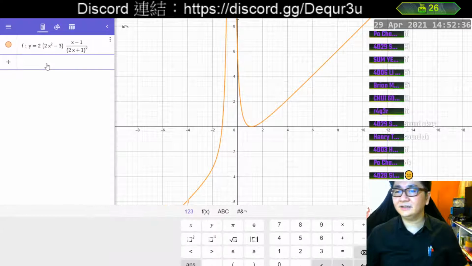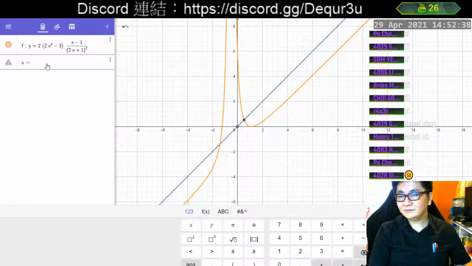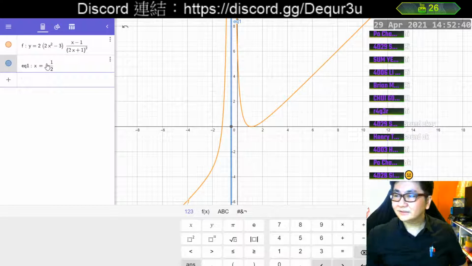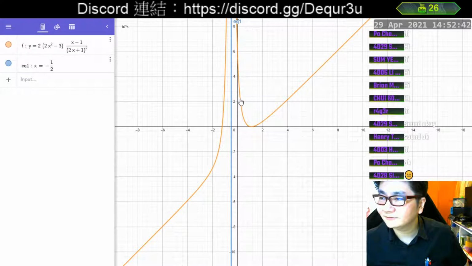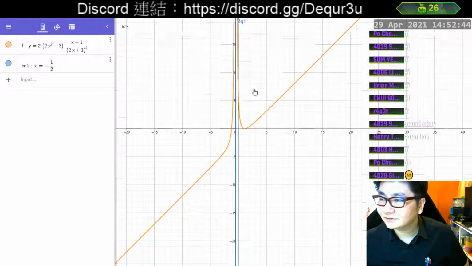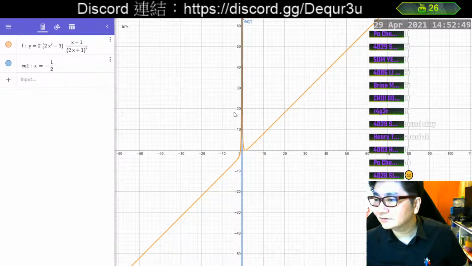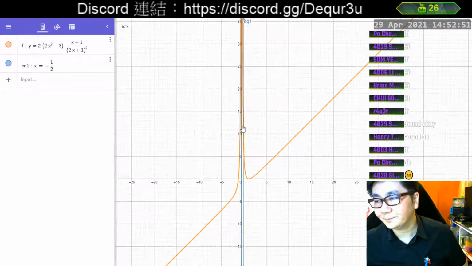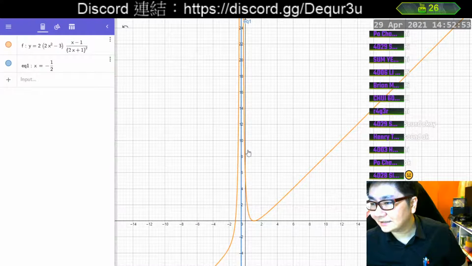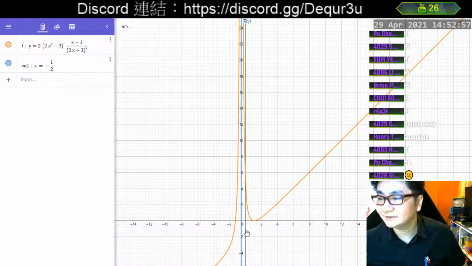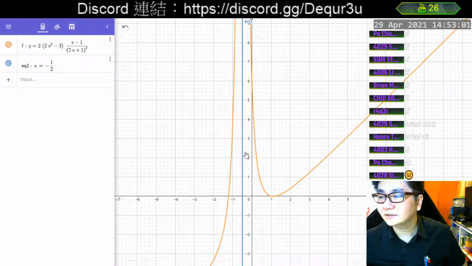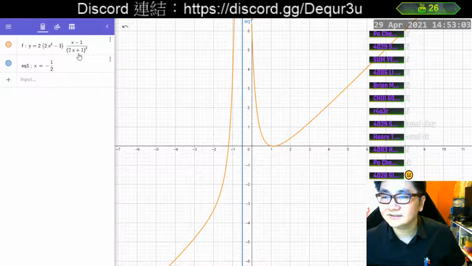So I also put it here to show you this: x equal to negative 1 over 2. This blue line shows the vertical asymptote. If I zoom out the graph more, then you can see how the vertical asymptote looks. Alright, the blue line is not the x-axis. The x-axis is a little bit next to it. The blue line is the vertical asymptote, where the denominator is 0.